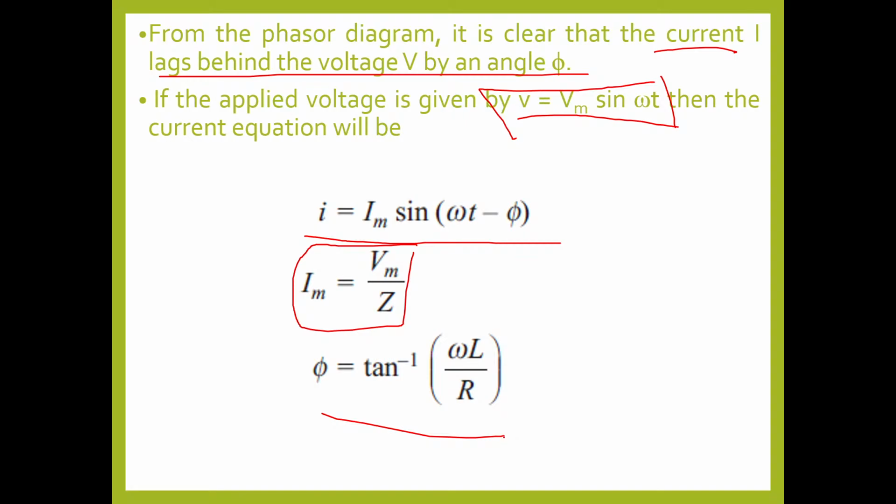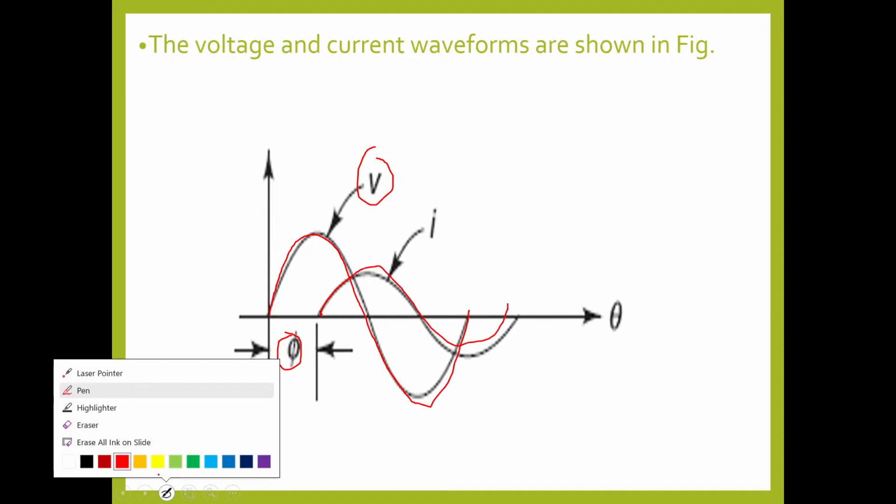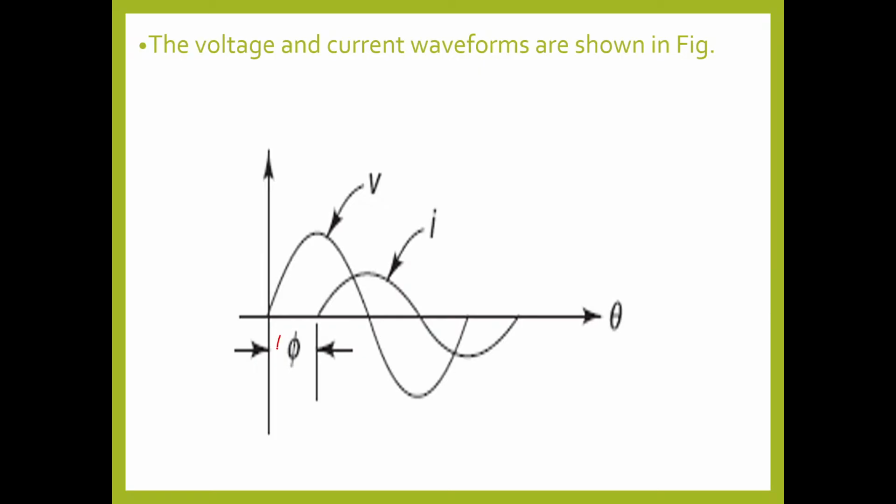You can draw the voltage and current waveforms. Here, this is the voltage waveform. Current lags voltage by an angle of phi with some phase delay. You can draw the current waveform, so with some phase angle displacement, from this instant the current waveform will start.